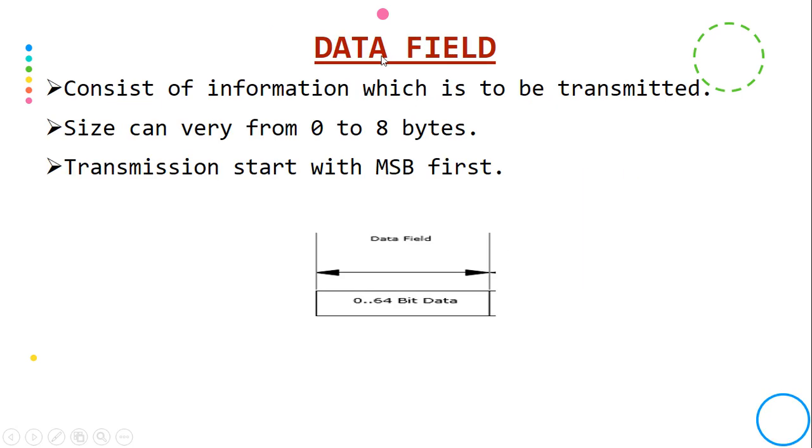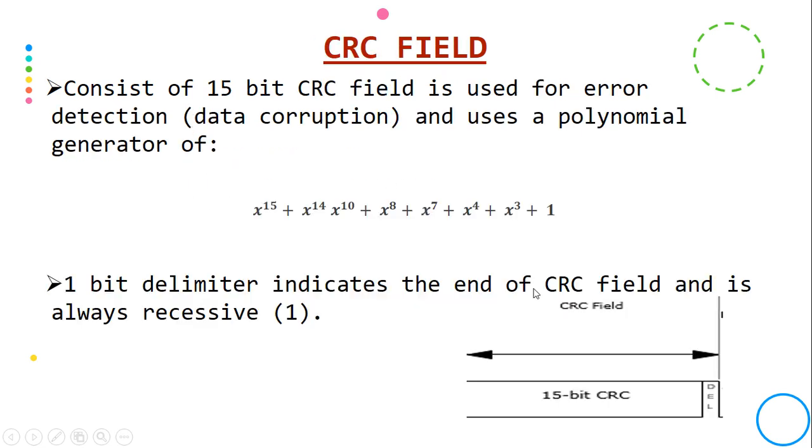Coming to the next field, that is the data field, consists of information which is to be transmitted. The size can vary from 0 to 8 bytes. As I told in the previous section, transmission bits start with MSB first.